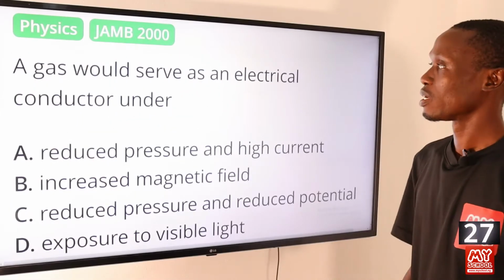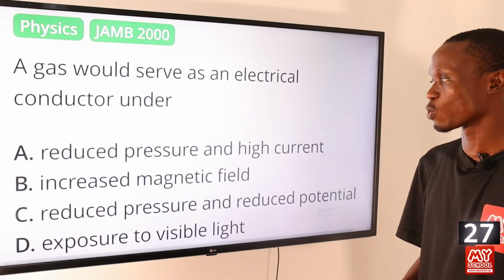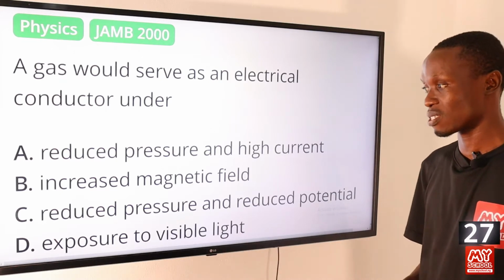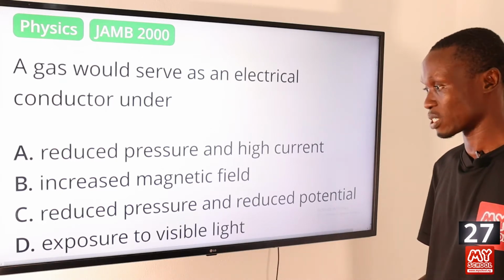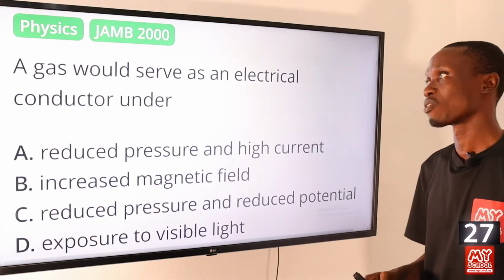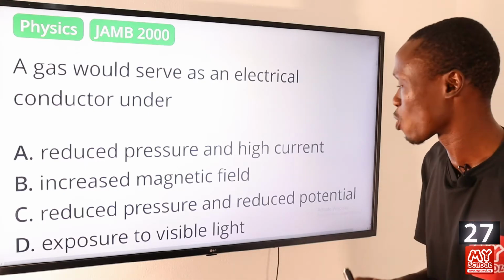Question 27. A gas will serve as an electrical conductor under A, reduced pressure and high current, B, increased magnetic field, C, reduced pressure and reduced potential, D, exposure to visible light. So a gas will serve as an electrical conductor under reduced pressure and high voltage.